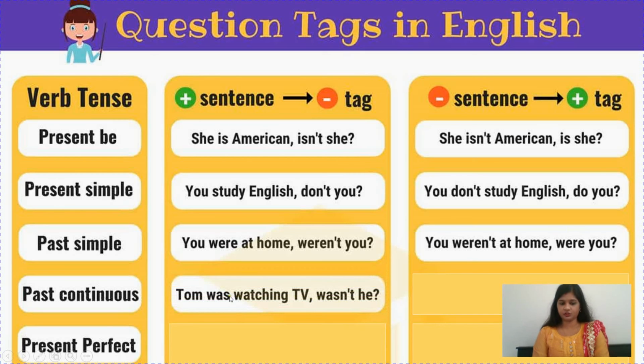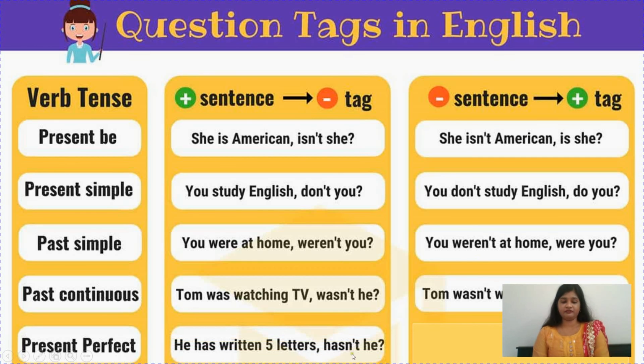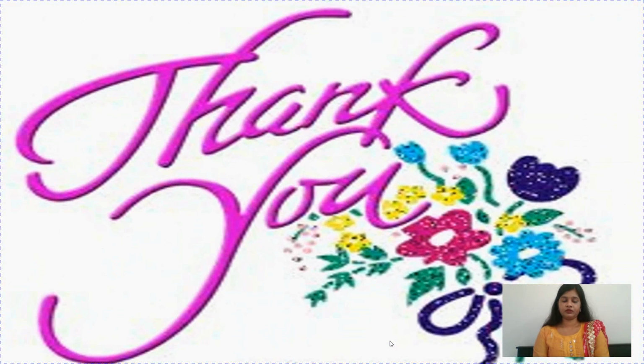Tom was watching TV. So was will change into wasn't, and you will not write Tom. Wasn't Tom? No, you have to write a pronoun. So for Tom we will write he because he is a boy. So wasn't he? Now change the sentence into negative form. Tom wasn't watching TV. So wasn't will change into was, and Tom will change into he. Was he? He has written 5 letters, hasn't he? So children, change into negative form. He hasn't written 5 letters, has he? So it's very simple. You have to just interchange the words. If you learn this, you can easily write any kind of question tag. So I hope you have understood, children. That's all for today. Thank you.